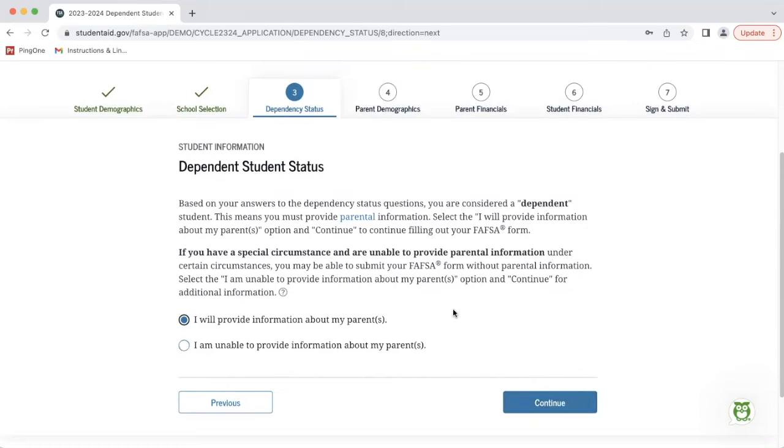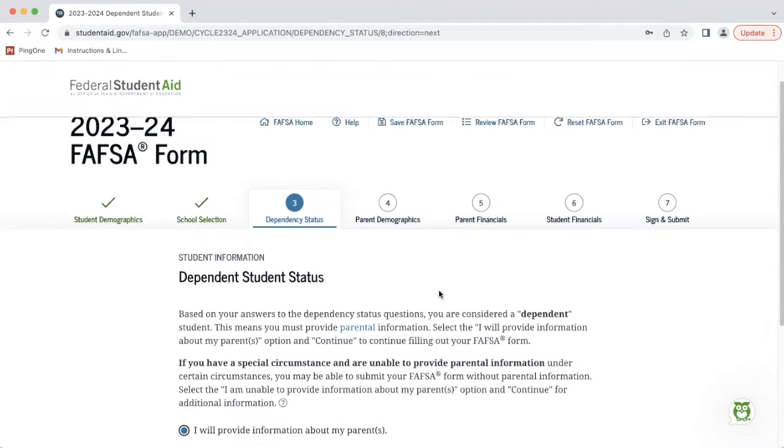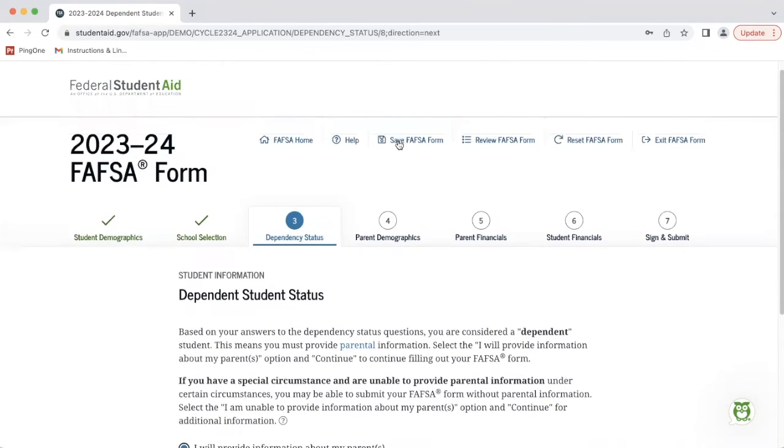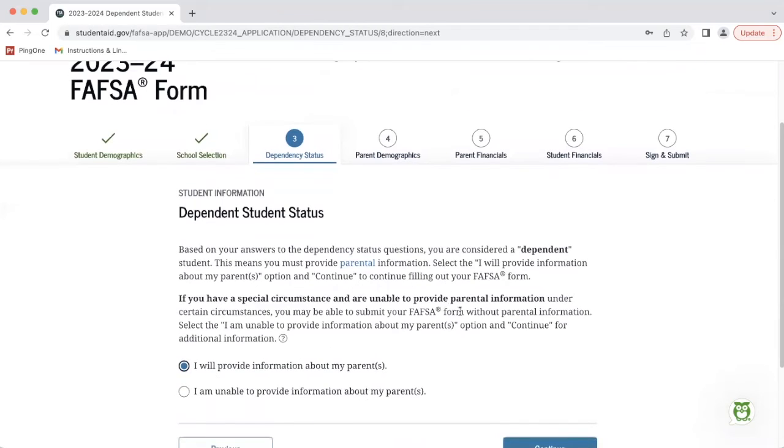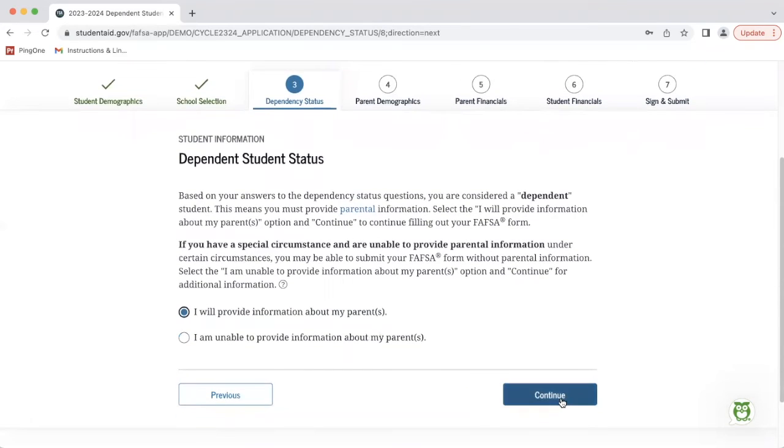If you do get at that fork in the road where you do not actually have parent information with you at the time of sitting down to complete this FAFSA, you can always save the FAFSA by going here to the top and coming back later once you receive the documentation that you'll need from your parents.